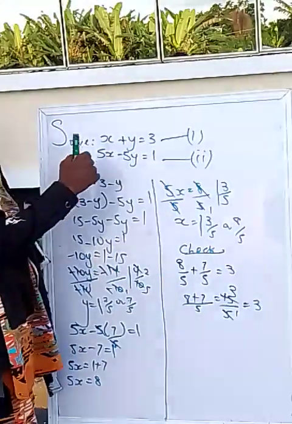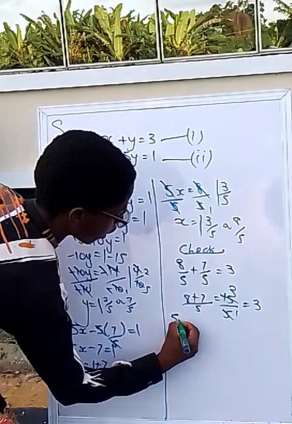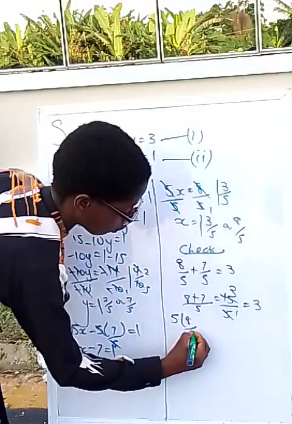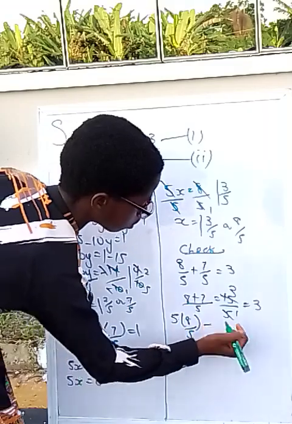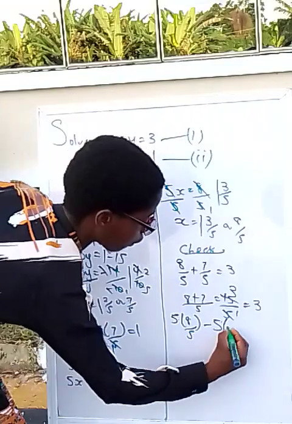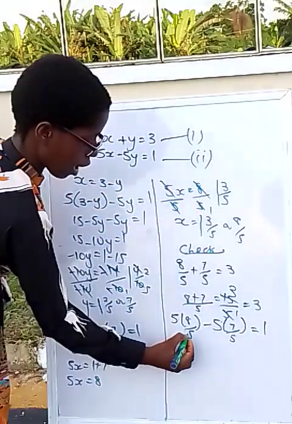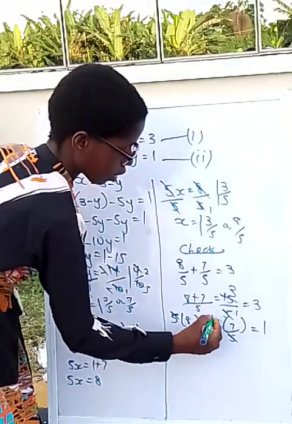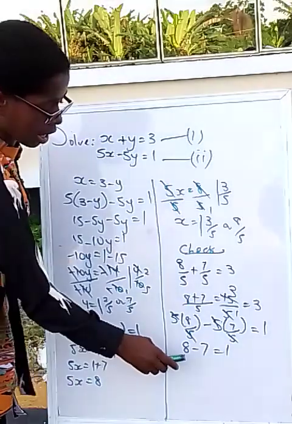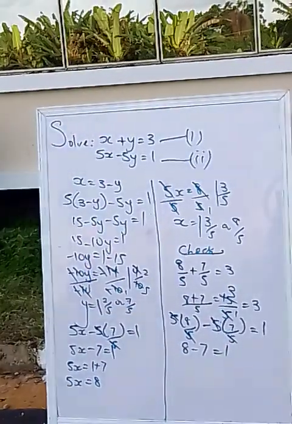We have 5x, and our x is 8 over 5. We have 8 over 5 minus 5y, and our y is 7 over 5, equals 1. Here 5 cancels 5, 5 cancels 5. So we are left with 8 minus 7 equals 1, and that 8 minus 7 will give us 1. So our answers are correct. Let's continue.